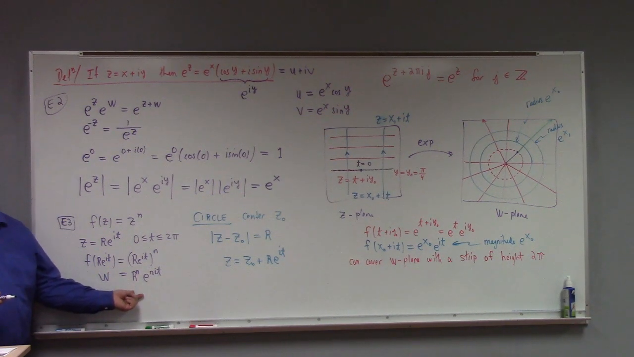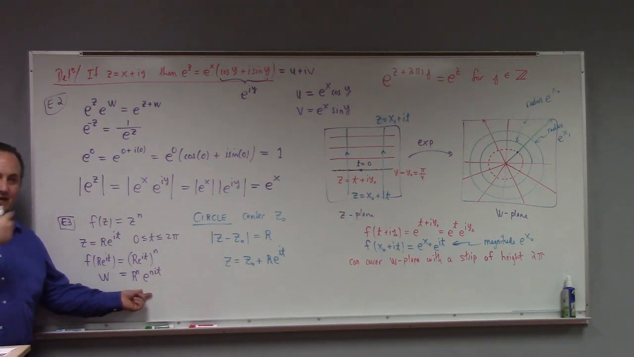So if the radius of the circle is less than 1, it's shrinking it. If the radius of the circle is 1, it's fixing it. If the radius of the circle is larger than 1, it's blowing it up. And in all these instances, rather than winding once, now it's winding n times around the origin.